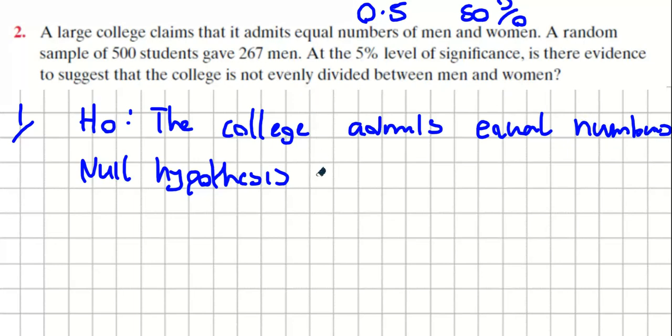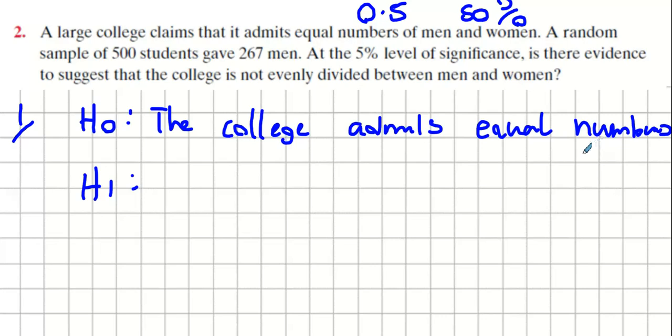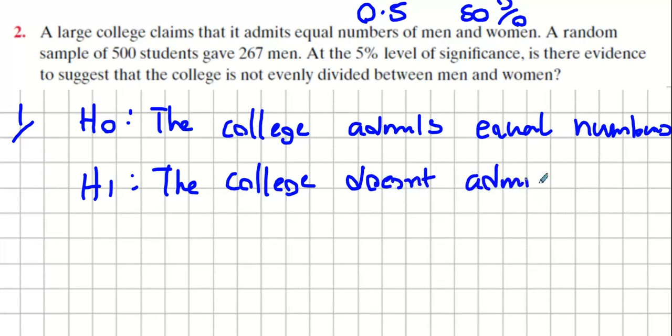Now we do H1, which is called the alternate hypothesis. What's the opposite of the college admitting equal numbers? The college doesn't admit equal numbers. This is worth a lot of marks and it's just wordy. One of them is what they claim, and the second one you write is that the claim they said is not true.